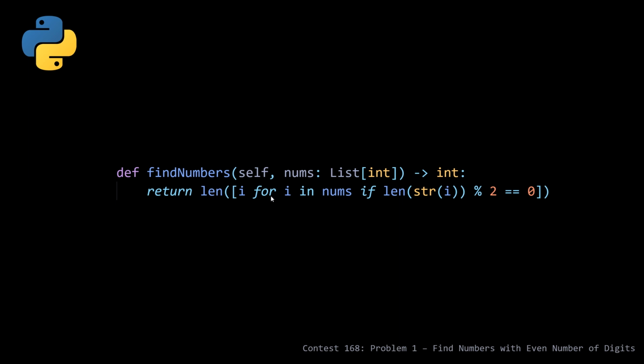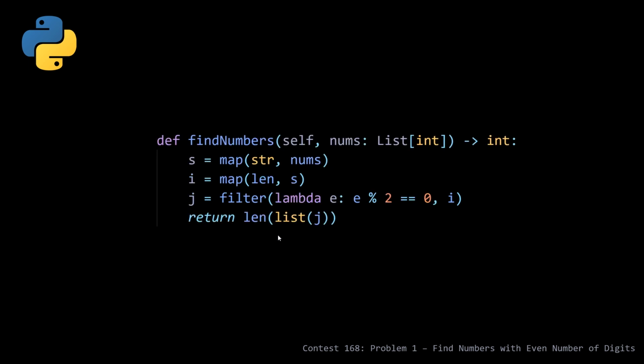You can see we have for i in nums, so for each of our integers inside our nums list, if the length of the string of that integer modulus 2 equals 0, then we want to include it. So our map is happening here with the len and the str. Our filter is happening with the modulus 2 equals 0, and then our reduction is happening with our len at the end here. So it's a little bit harder to see that this is a functional programming style, but underneath list comprehension are a lot of the functional programming primitives.